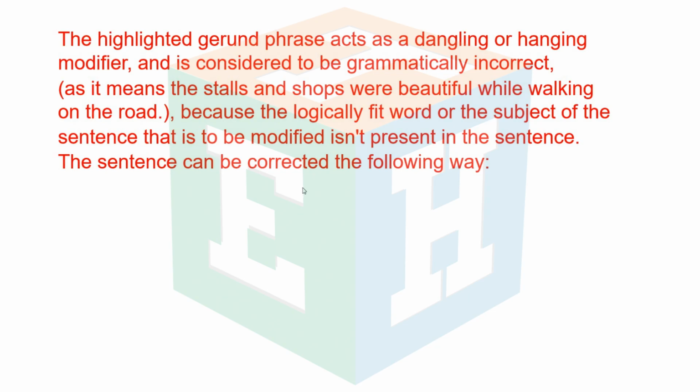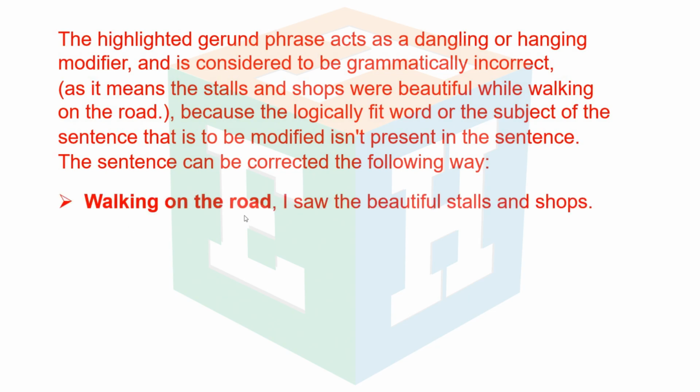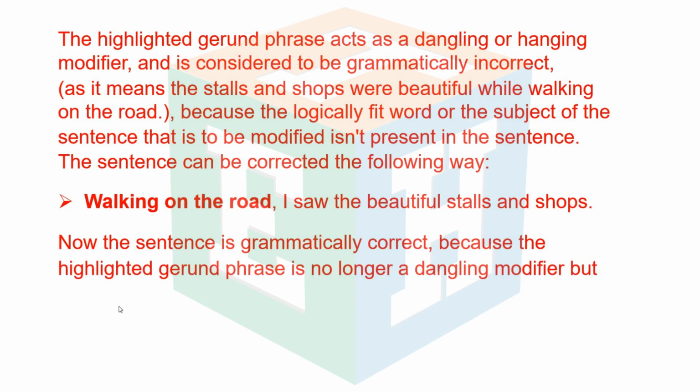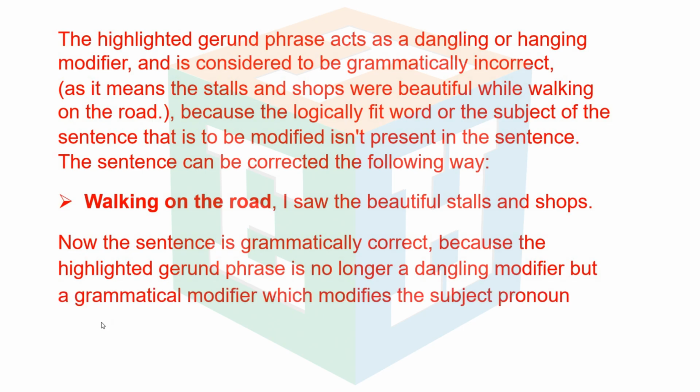The sentence can be corrected the following way. Walking on the road, I saw the beautiful stalls and shops. Now the sentence is grammatically correct because the highlighted gerund phrase is no longer a dangling modifier but a grammatical modifier which modifies the subject pronoun used immediately after it.